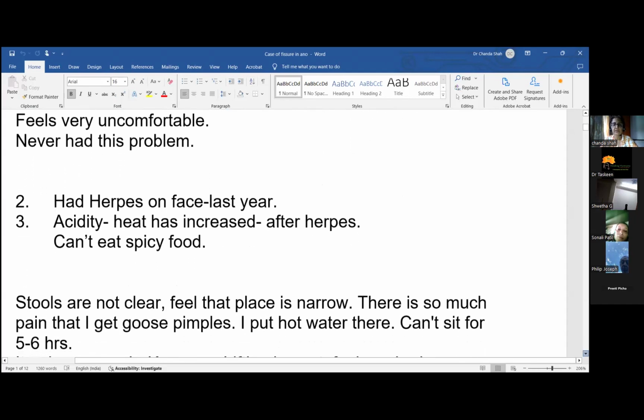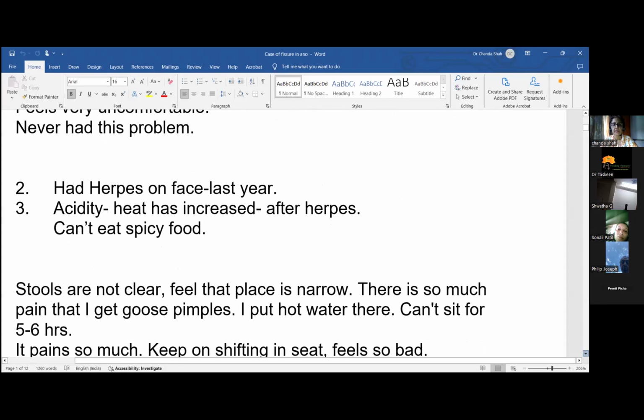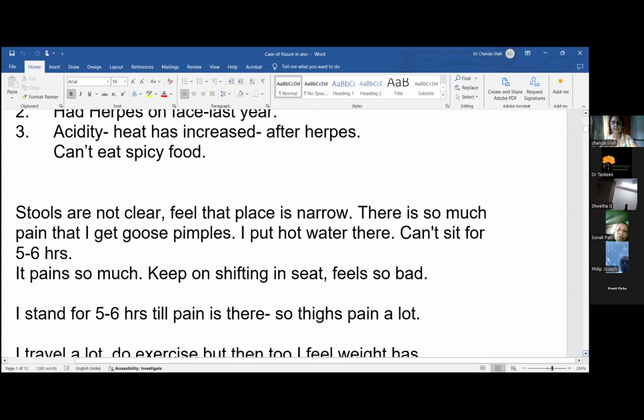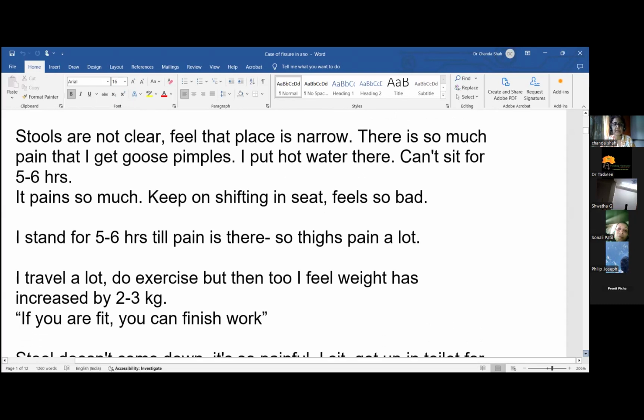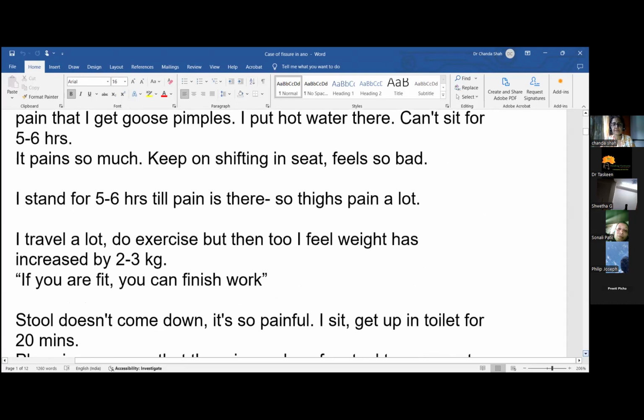And past history, there's herpes, acidity. And she's saying the stools are not clear. I feel that space is narrow. There's so much pain that I get goose pimples. I put hot water there and I can't sit for five, six hours. The pain is so bad. It pains so much. I keep on shifting in my seat. I feel so bad. I stand for five, six hours.